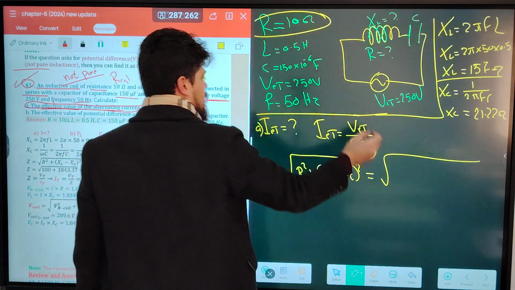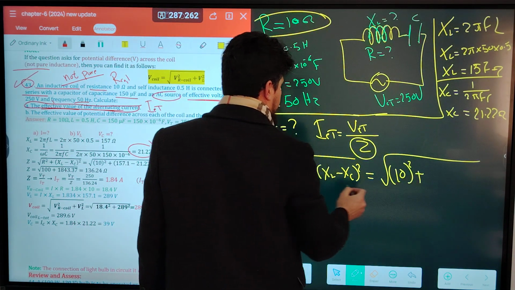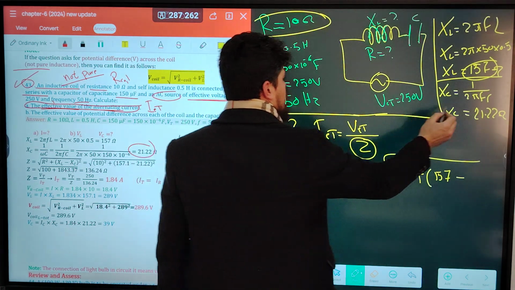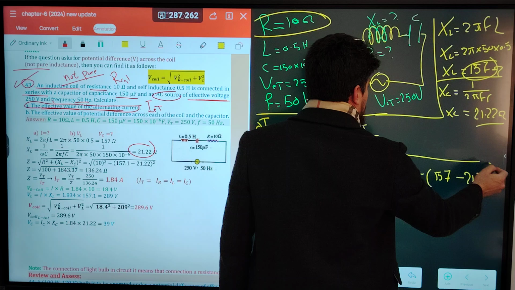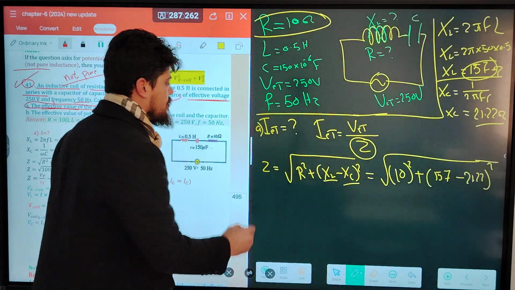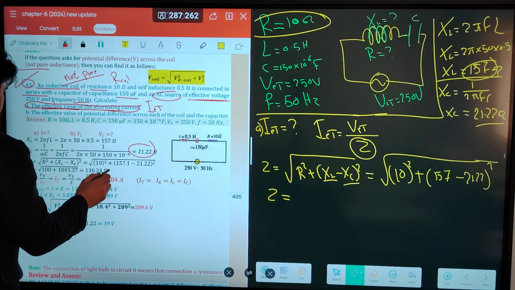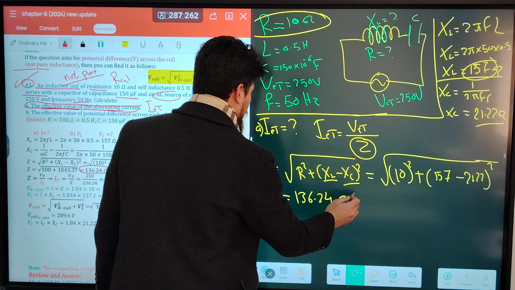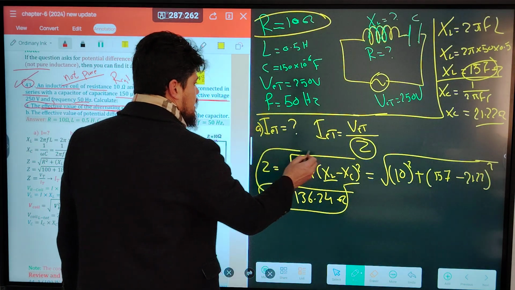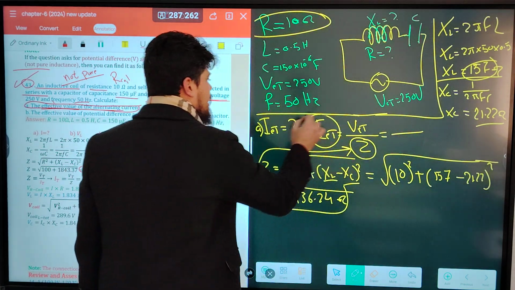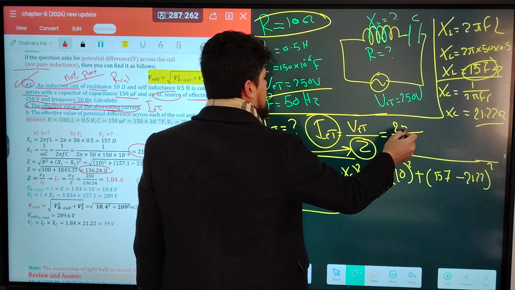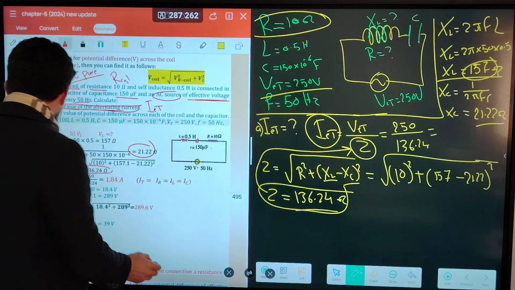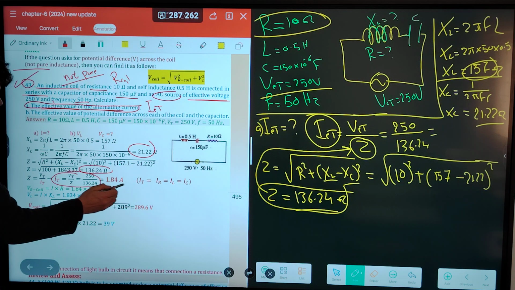Do we have R? Yes, 10. XL we didn't have, we found. Minus XC, also we didn't have, we found. Don't forget this square, please. This is the Pythagorean theorem. By calculator, Z is equal to 136.24. This is the value of Z. Replace into this equation to find IE total: VE total 250 over Z 136.24. IE total is equal to 1.84.